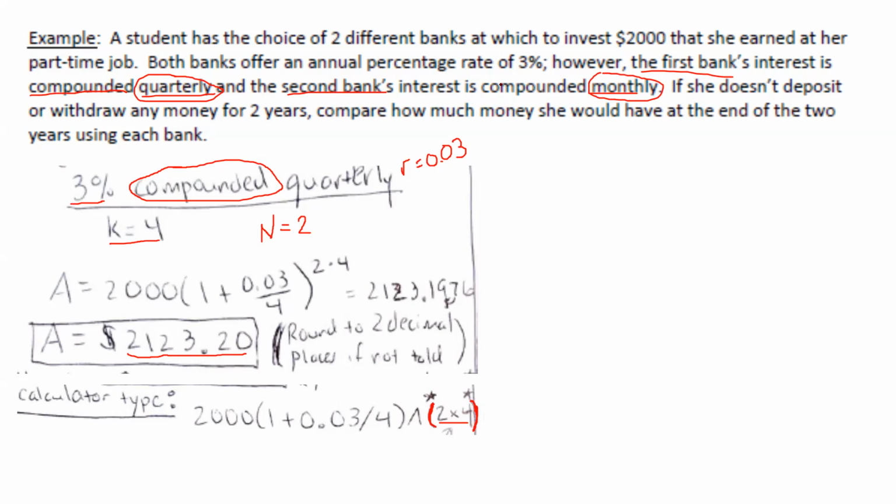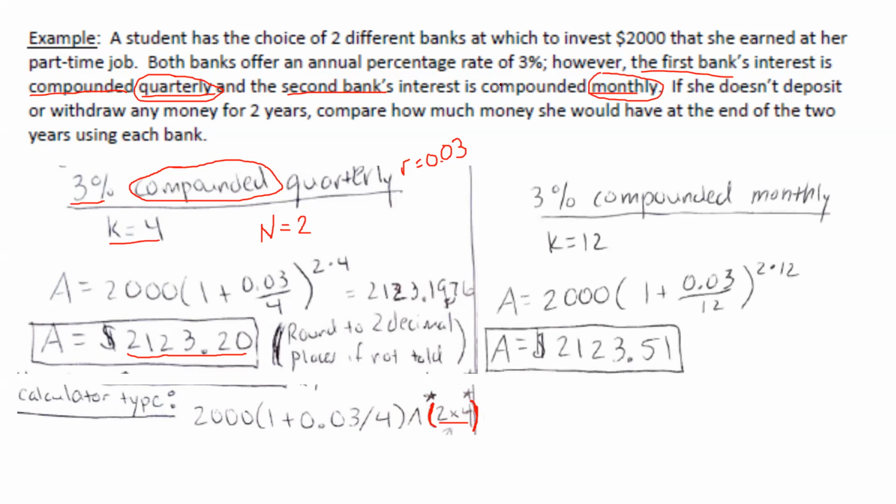All right, so now we're going to take a look at what happens when the interest monster shows up monthly. 3% compounded monthly. Again, R is 0.03. K is now 12 instead of 4, so that's an important thing to note. For K equal to 12, we're talking about the interest monster showing up once a month. So that changes K consistently throughout my formula.